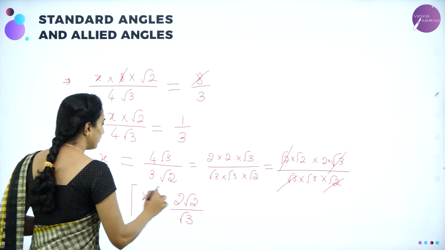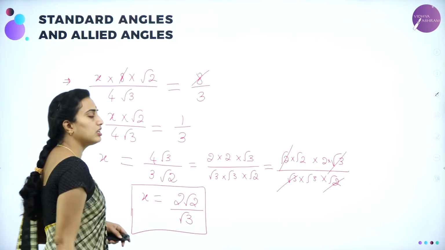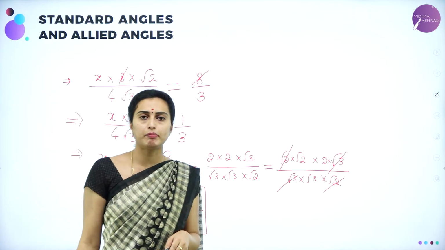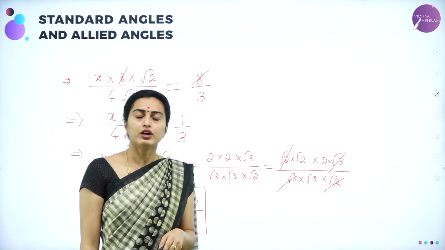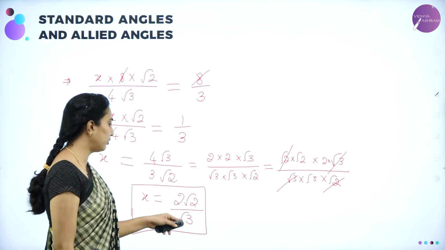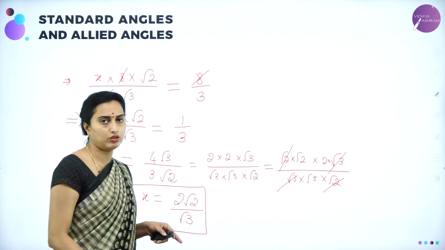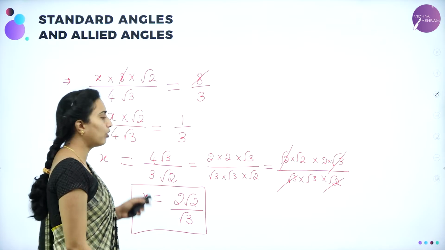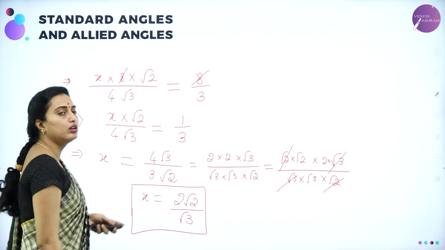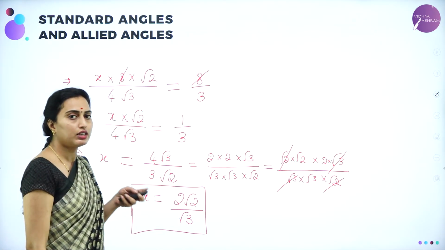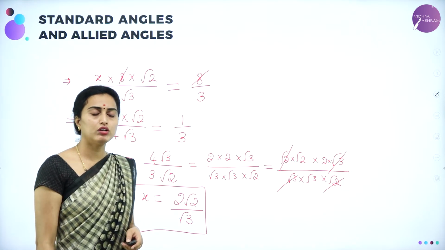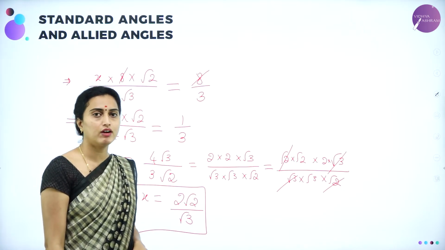So this is the answer for your question, that is x is equal to 2 root 2 divided by root 3. If you want, you can combine this root 2 by root 3 as root of 2 by 3. Understood? I hope you got how to solve by the method of cancellation. We'll move on to the next problem, what they have asked.